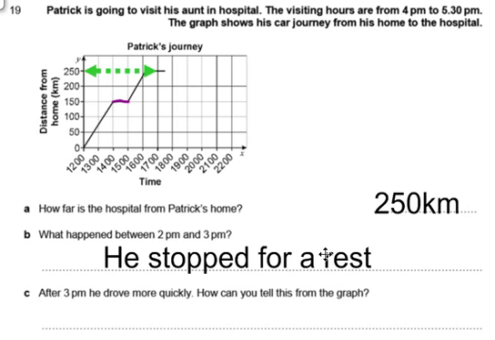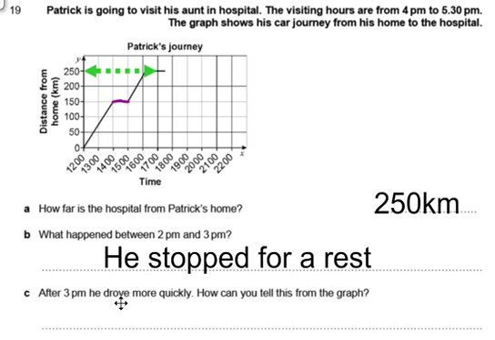Okay, part C. After 3 p.m. he drove more quickly. How can you tell this from the graph? Now, when you look at a graph, you will find that the graph after 3 p.m. is steeper than the graph before 3 p.m. So it has a higher gradient, and the steepness of the line tells us how fast we are going on a distance time graph.